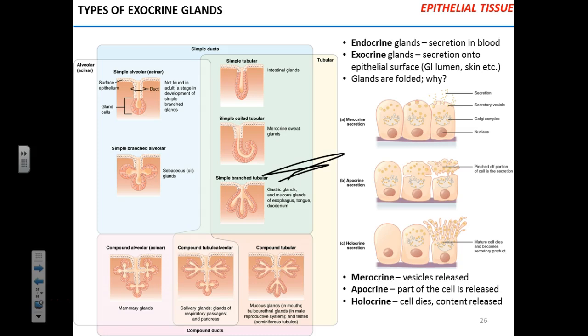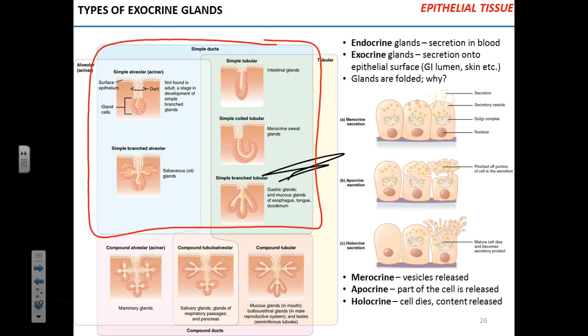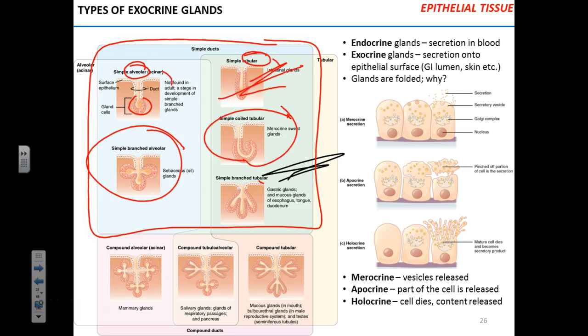Now, if you look at the glands on the left, you will see that there are several types. Major types: alveolar and tubular. Alveolar glands have a little circle-shaped sac at the end. Tubular don't. Glands can be branched or not branched, like this simple tubular or this simple alveolar. Are you keeping up with me so far? Awesome.